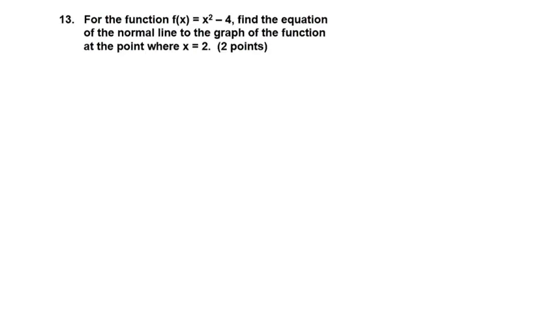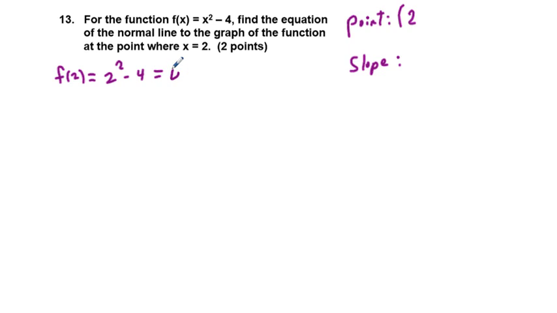Next, 13. For the function f of x equals x squared minus 4, find the equation of a normal line for the graph of the function at the point where x equals 2. Before that, we need two things. We need a point, and that point is going to be 2, something. We need a slope. Okay, well, to find our point, we put in f of 2. That's going to be equal to 2 squared minus 4, which equals 0. So we have 2 comma 0.